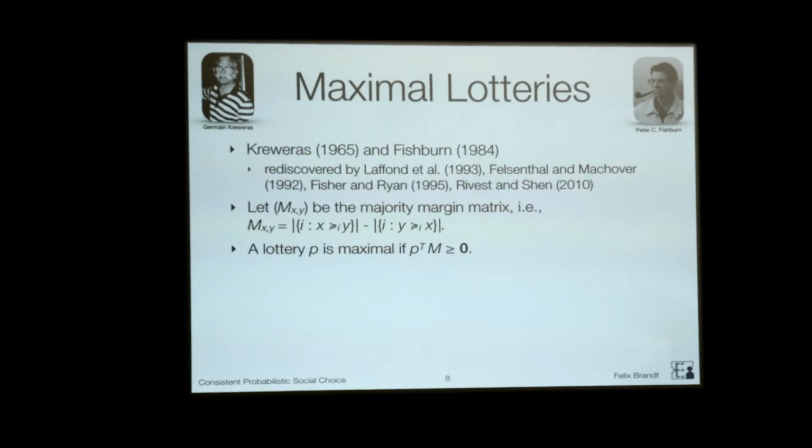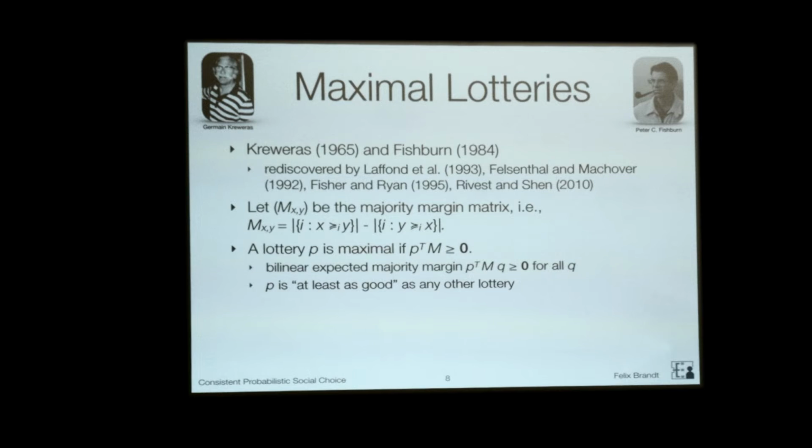Once we have this matrix, the definition of maximal lotteries is rather straightforward, because a lottery P, which is now just a vector of probabilities, is maximal if and only if the transpose of P multiplied with the matrix M yields a row vector which is non-negative. Okay, so P^T M ≥ 0. If you think about this definition, it can be rewritten using so-called bilinear expected majority margins. You can say that P^T M Q ≥ 0 for any other lottery Q, which essentially means, and that's where the name comes from, that a maximal lottery is at least as good as any other lottery if you compare these two lotteries to each other.